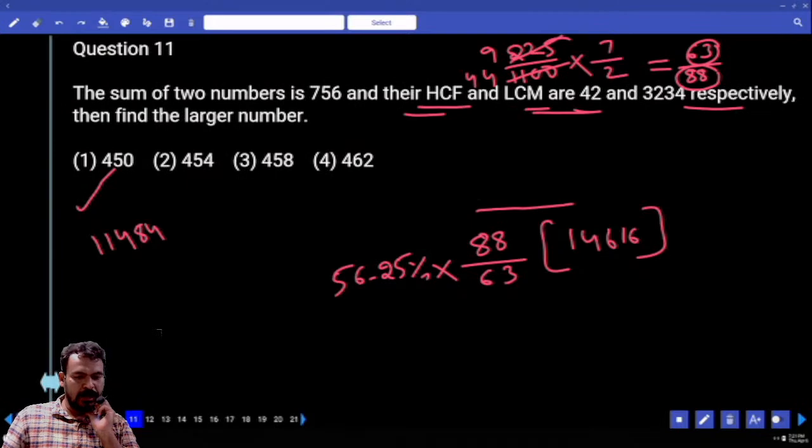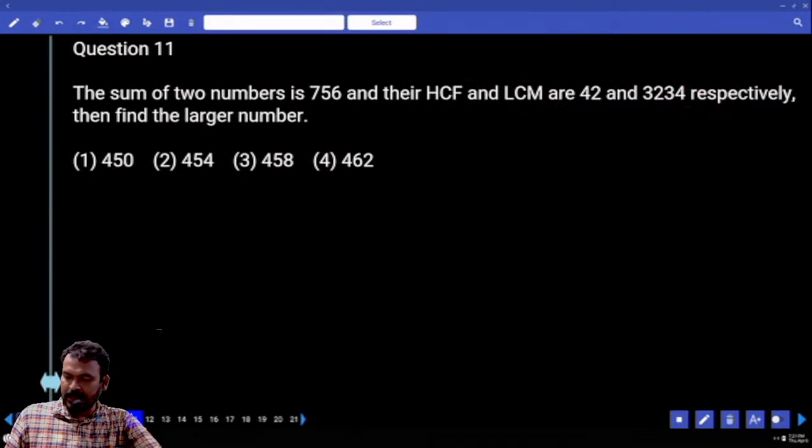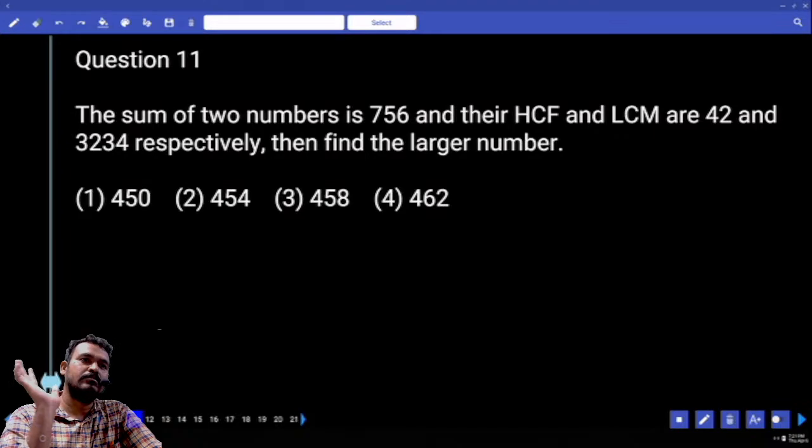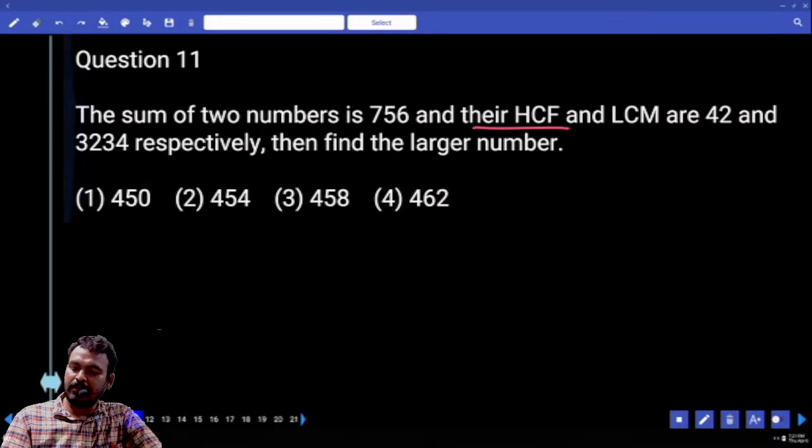Next question, number 11. The sum of two numbers is 756 and their HCF and LCM are 42 and 3234 respectively. Find the larger number. Two numbers sum to 756. Their HCF is given as how much?